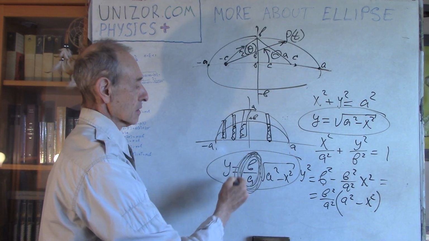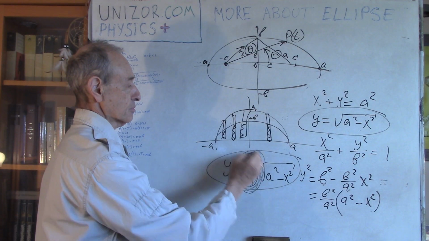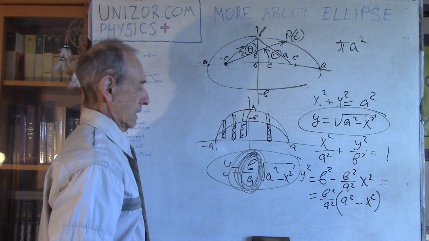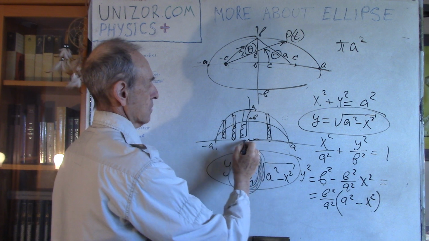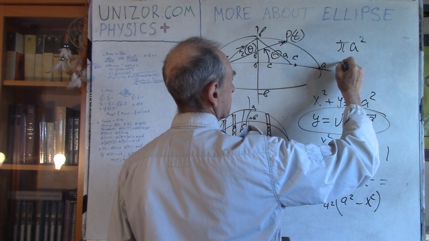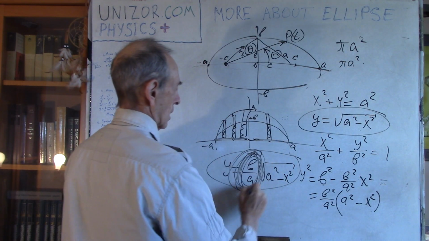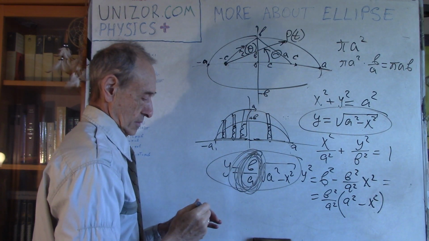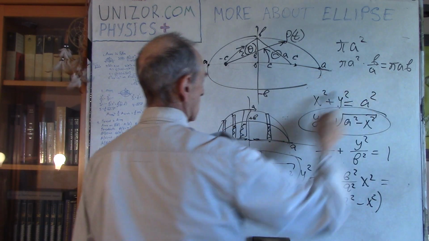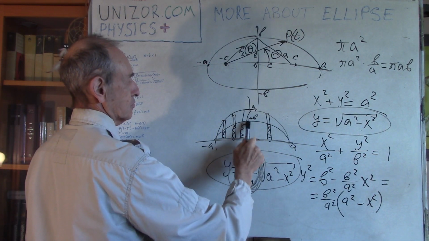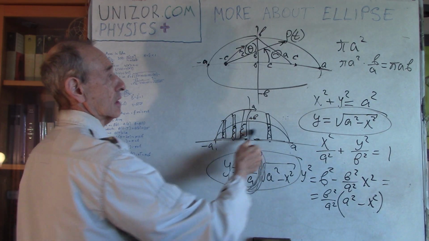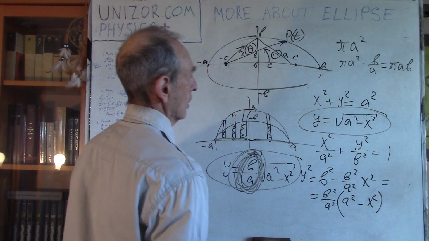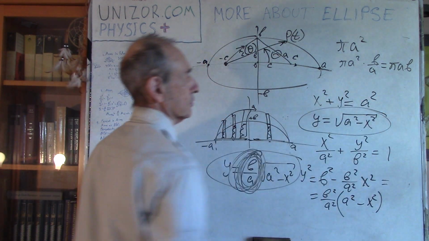Which means that the area of the circle is greater than the area of the ellipse, and the ratio will be exactly the same. So the area of the circle is pi a square, right? A is the radius, basically. Which means that the area of the ellipse should be pi a square times this ratio, b over a, which is pi a b. And indeed, if a is equal to b, so if the ellipse is actually a circle, then we have the same pi a square in this particular case, right? Okay, so this is the area of an ellipse.